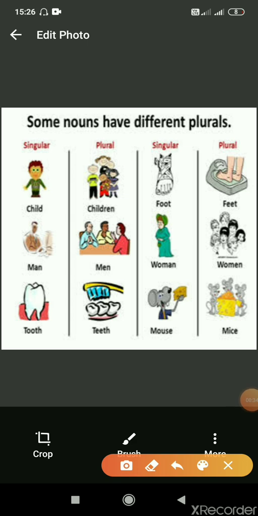Next word is foot, and the plural form of foot will be feet. F-E-E-T, feet. Next word is man. M-A-N, man. And the plural form will be men. M-E-N, men.